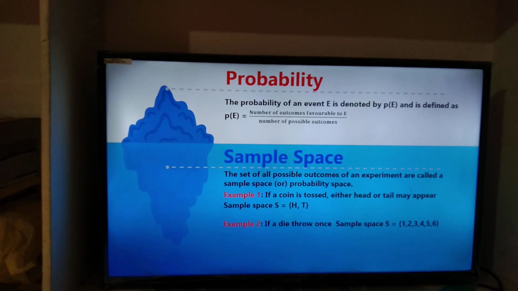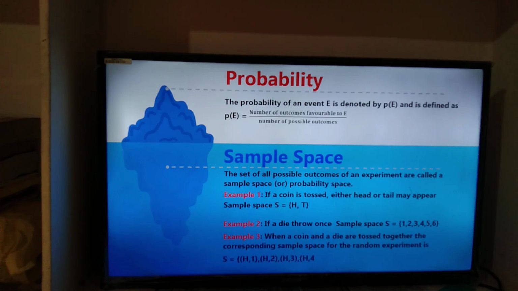For example, if a die is thrown once, what are the possible outcomes? That is 1, 2, 3, 4, 5, 6. That is the sample space. For example, when a coin and die are tossed together, the corresponding sample space for the random experiment is either you may get head 1, head 2, head 3, head 4, head 5, head 6 or tail 1, tail 2, tail 3, tail 4, tail 5 and tail 6, right?